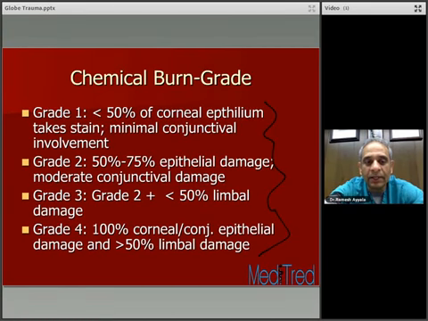In grade 3, grade 2 plus greater than 50% limbal damage or limbal ischemia, and there's a stromal haze to the point that details of the iris and the lens may be a little hazy, fuzzy. In grade 4, there is 100% corneal and conjunctival epithelial damage. The cornea is opaque, and greater than 50% limbal ischemia is associated with this.